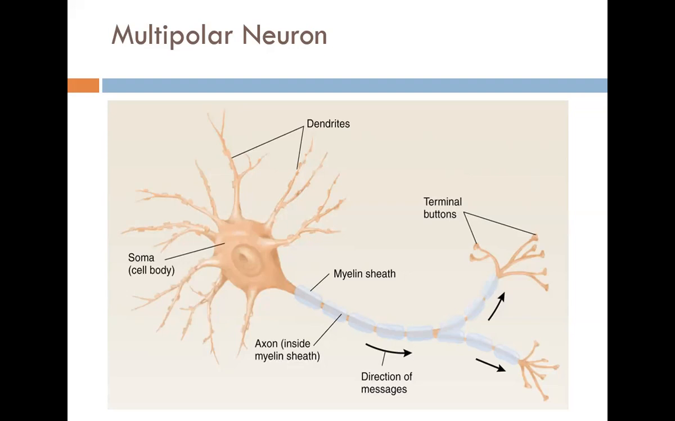Those dendritic spines will shrink. If you don't use it, you lose it. Okay? So, any questions about the makeup of a typical neuron?